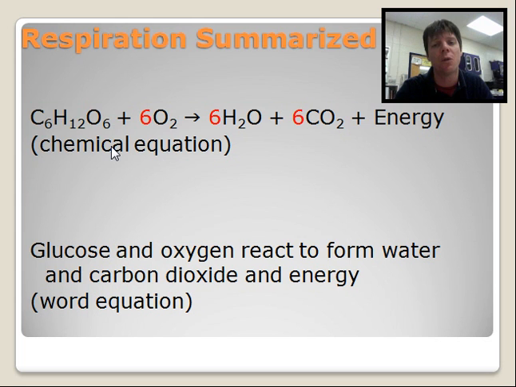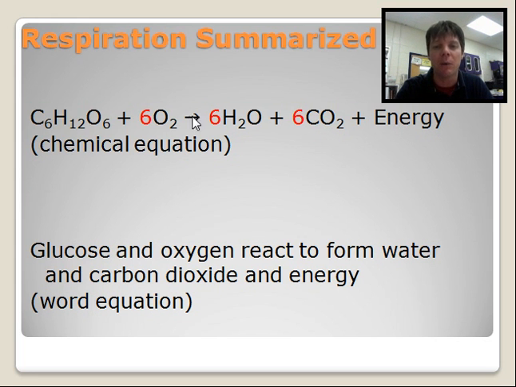C6H12O6 is the chemical formula for the compound glucose. O2 is the symbol for the element oxygen. H2O, this is a product of the process, that is water, carbon dioxide, CO2, and energy.